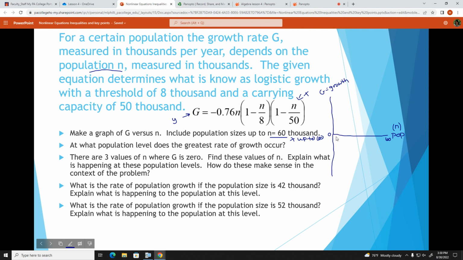And our growth started at 0, 0, went a little negative, hit the axis, went a good bit positive and dropped off. So of course the one on the calculator was better, but we get the idea.